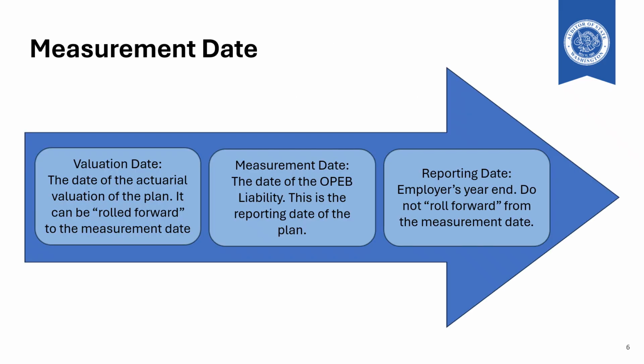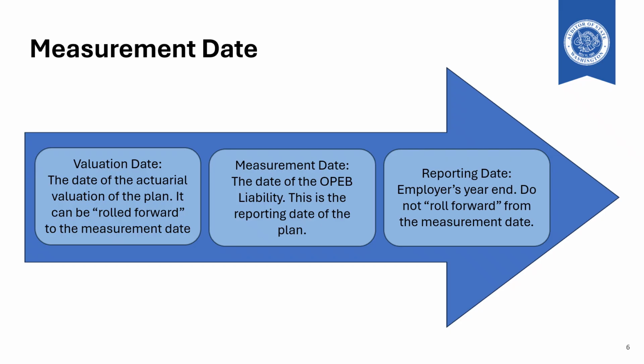We also wanted to highlight the difference between the valuation, measurement, and reporting date. The valuation date is the date the actuary performs their valuation. It can be rolled forward to the measurement date. The measurement date is the date the OPEB liability is measured. It's the reporting date of the plan.